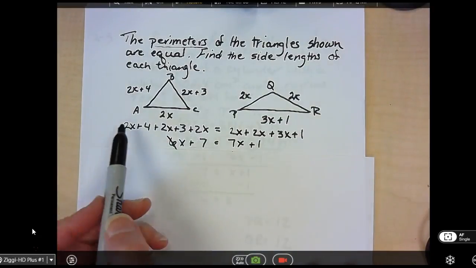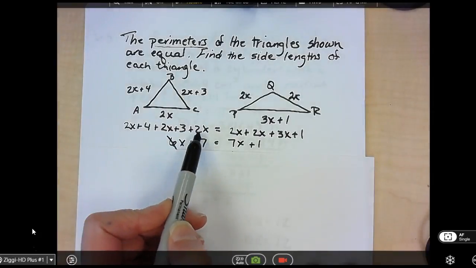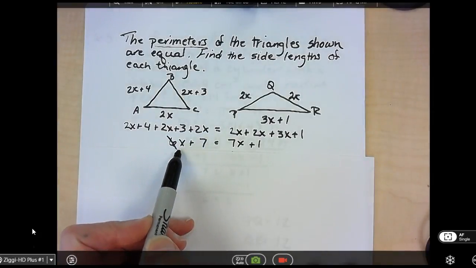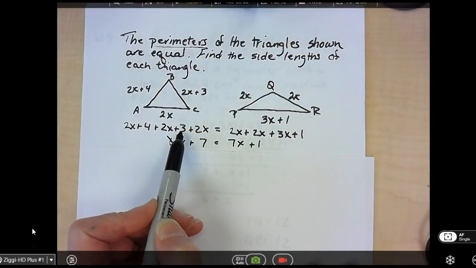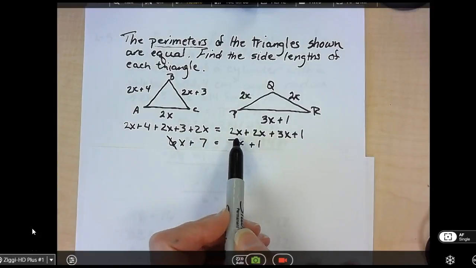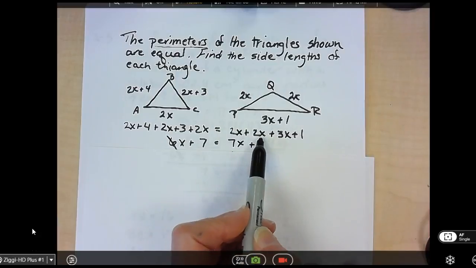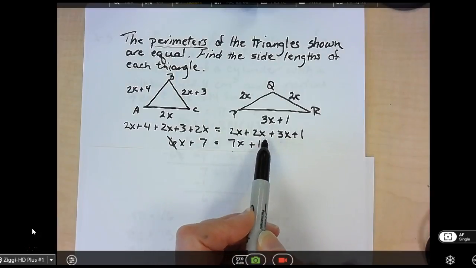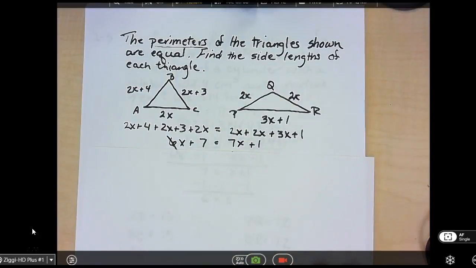So again, the first thing you should do is simplify. When I simplify, my 2x plus 2x plus 2x makes 6x. 4 plus 3 is 7. My 2x plus 2x, there it moves. All of a sudden my cursor wasn't moving with me. 2x plus 2x plus 3x is 7x plus 1.